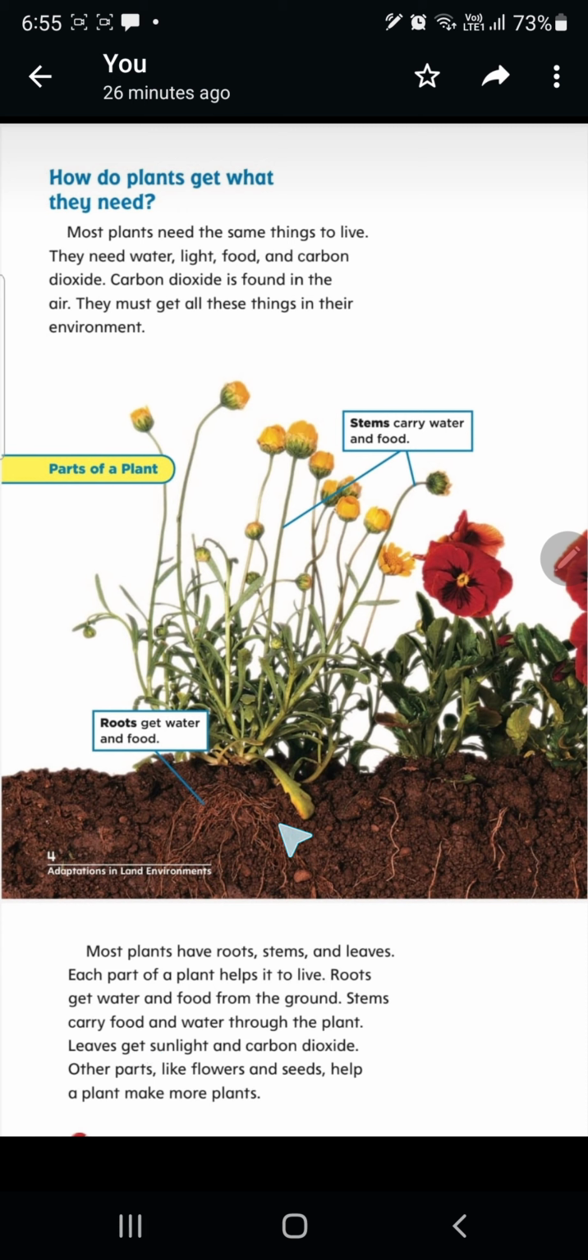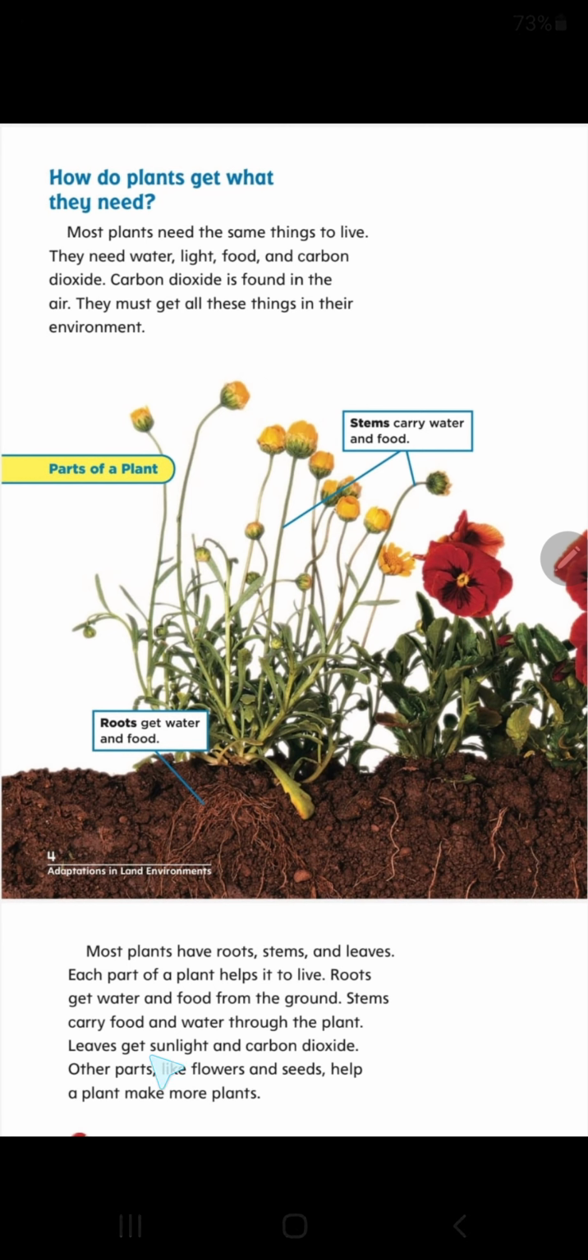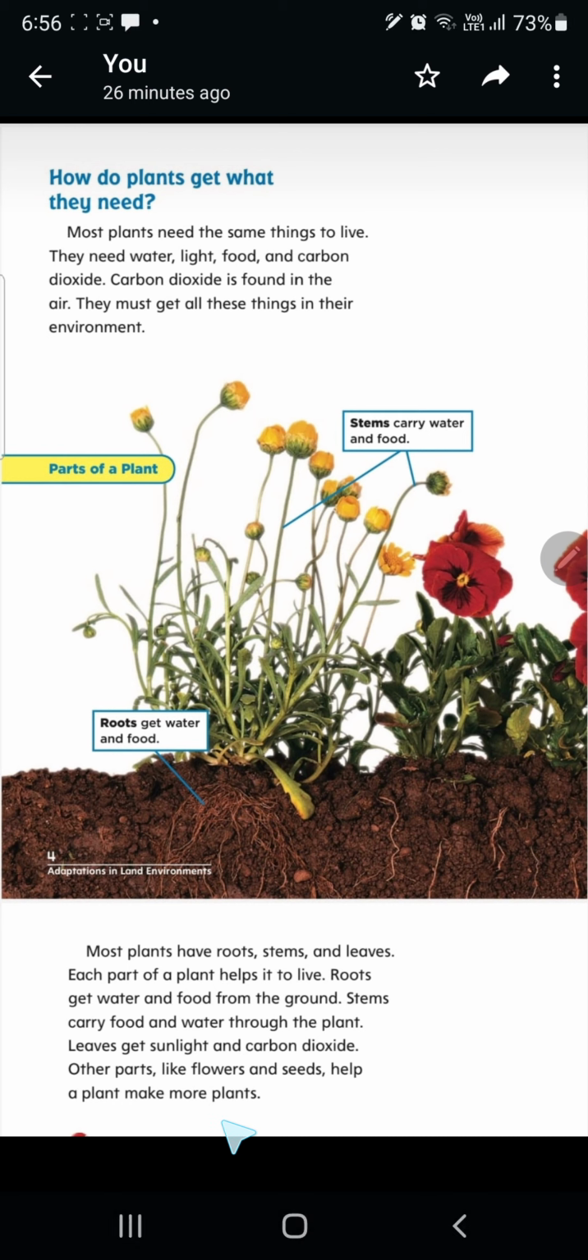So here the roots get water and food from the ground. The stem carries the food and holds the plant up, like we studied before. Plus, stems carry food and water through the plant and give it to the leaves and the flowers. Leaves get sunlight and carbon dioxide to make food. Other parts like flowers and the seeds help a plant make more plants, baby plants.